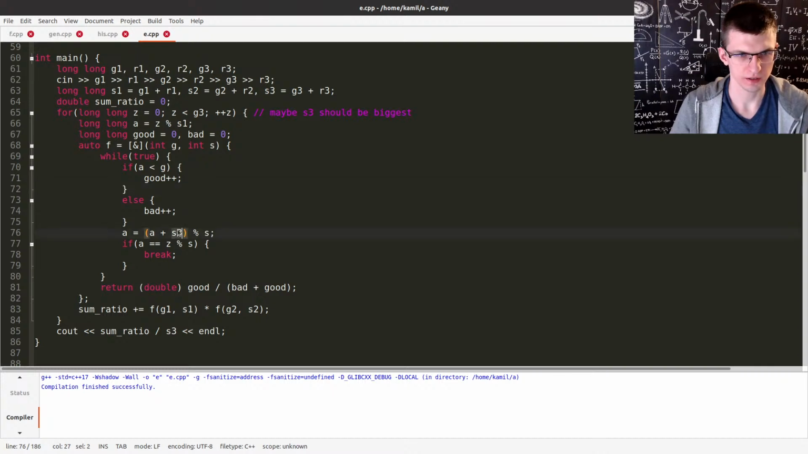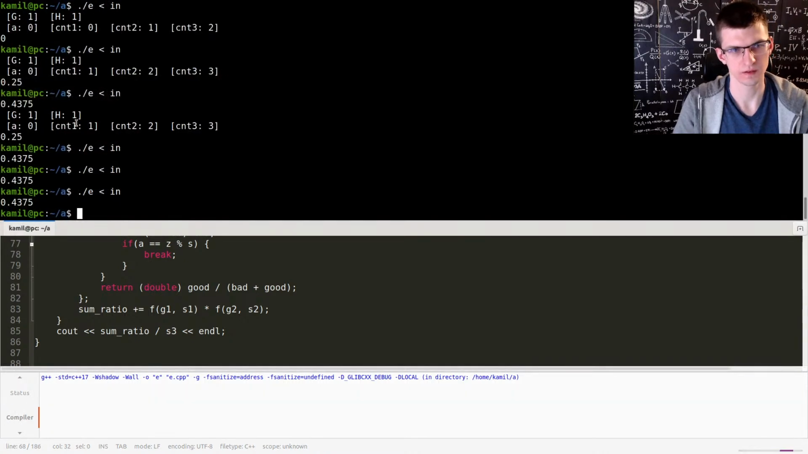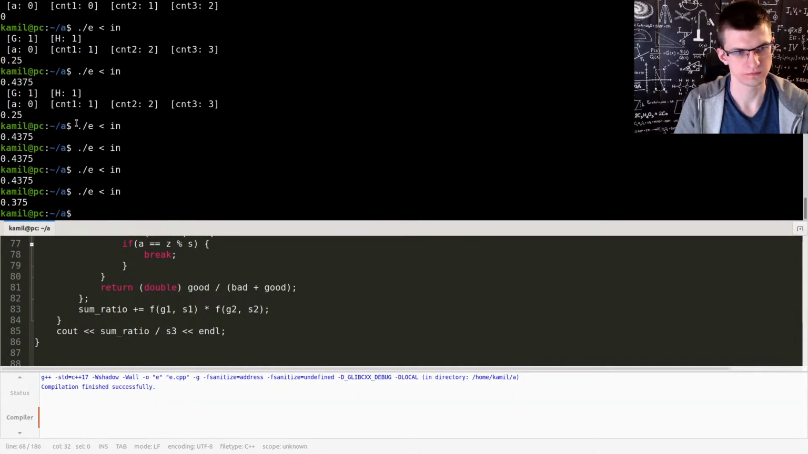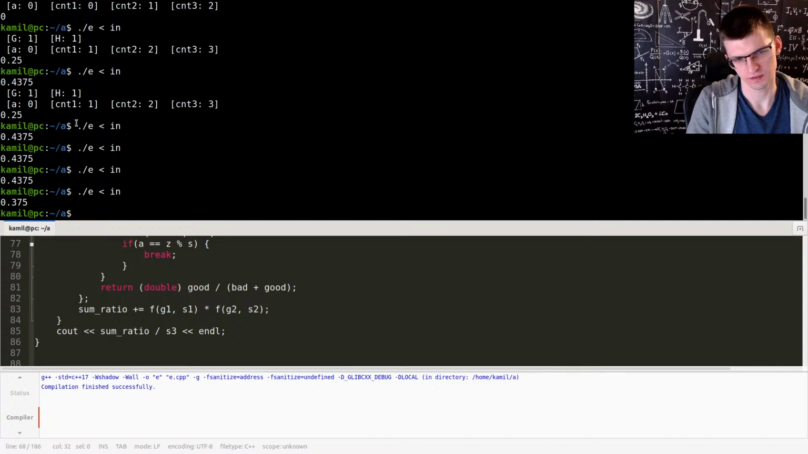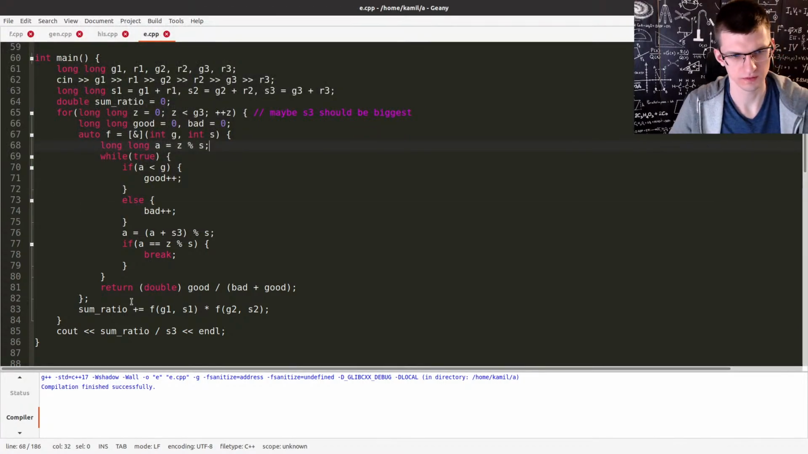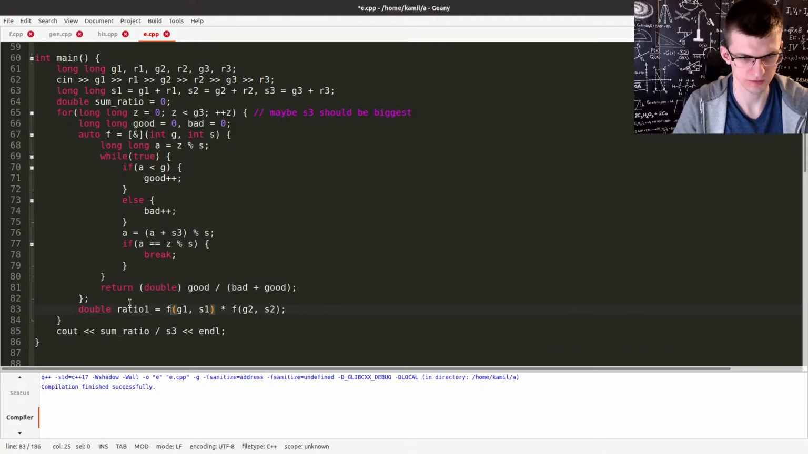So we keep adding S3. Check if this is the initial value. What's A? Oh, yeah. That's closer, but not quite there. I think this is 3/8. Ratio 1 is this.